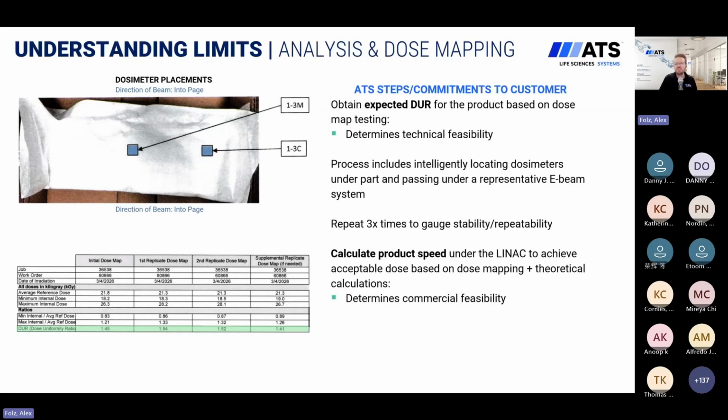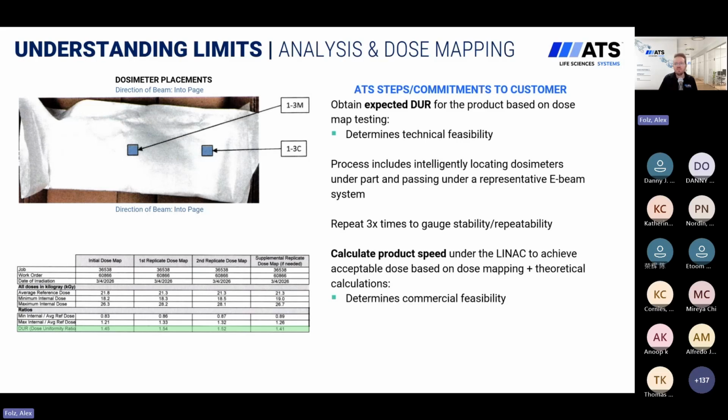Dose mapping is a process which includes intelligently locating dosimeters under the part and passing several samples under a representative e-beam system. We typically repeat this process 3 times, and we'll get 3 dose uniformity ratios. Based on how close to 2 we are, if we're up in that 2 range, knowing maybe we want to test a little bit lower, we start to drive a lot of confidence in the product. Out of that testing, we get an expected dose uniformity ratio for the product. This testing is really what drives technical feasibility: is your product a right fit for e-beam sterilization from a technical perspective? That's really our goal there.